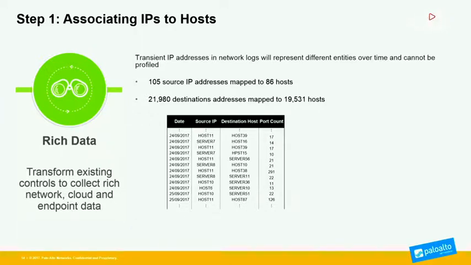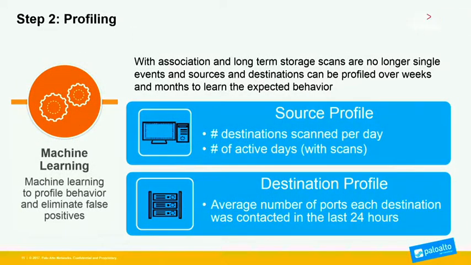So we got down to 86 hosts and approximately 19,000 destinations. So still unmanageable, all right? Then as we do the profiling, we create the source profiles for all the hosts and the destination profiles for all the hosts in the network.